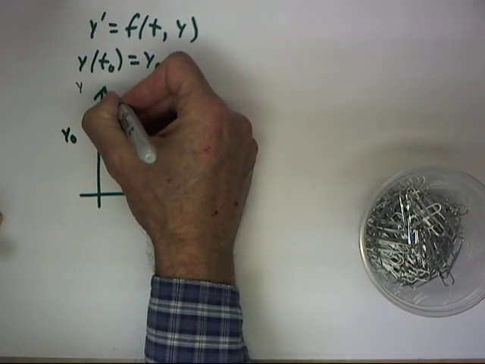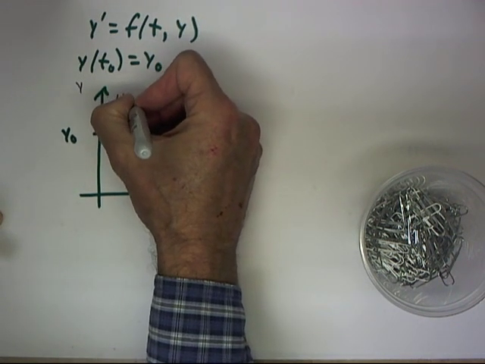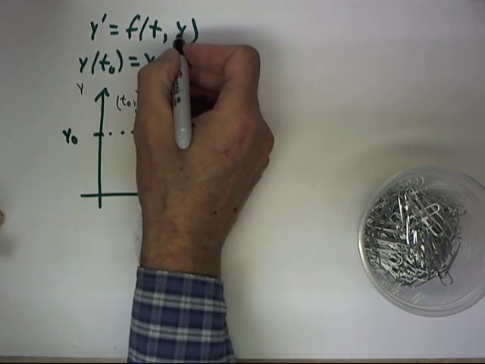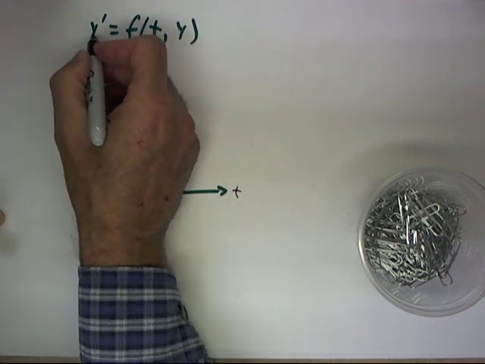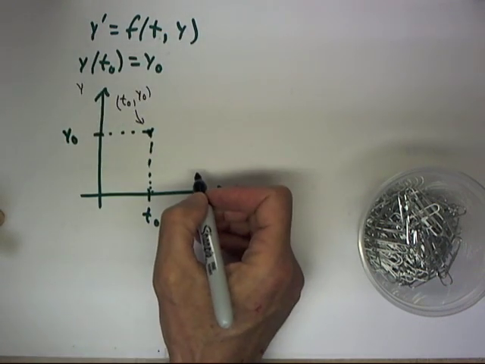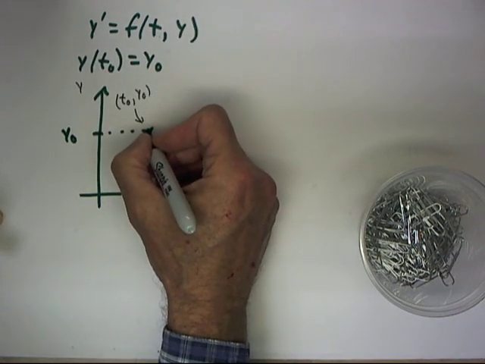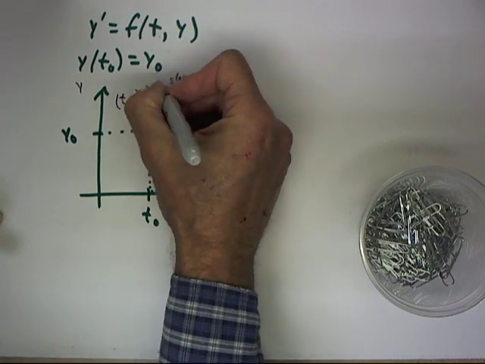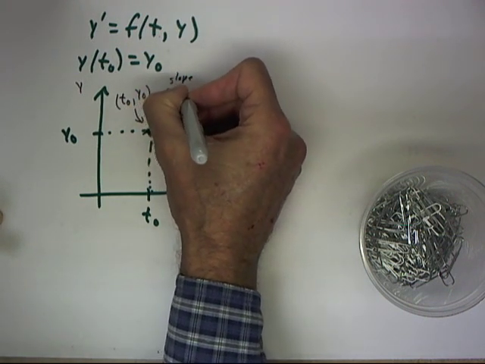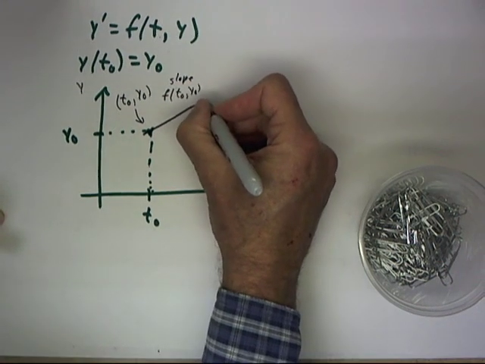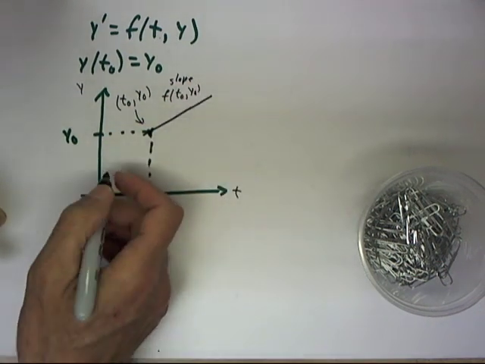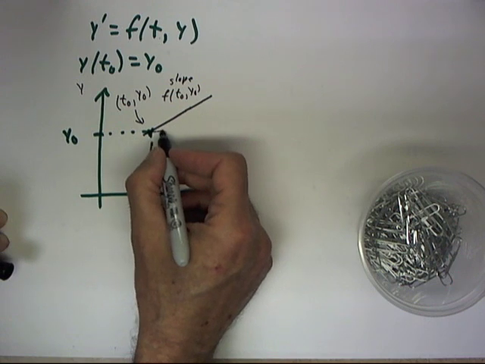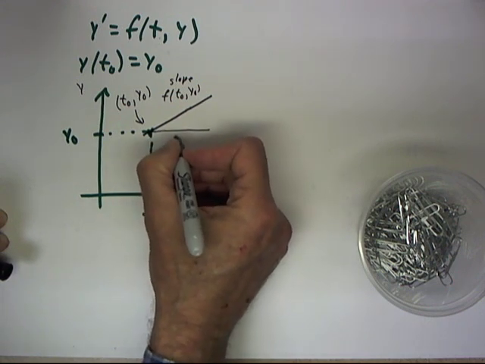So here we have the point t naught, y naught. We can evaluate this function, and the value of this function is going to be the derivative of our y versus t function, so this function is going to give us the slope. So we have a slope f of t naught, y naught, and that slope might go on for a while. Now we consider what happens if we follow that slope for distance h.